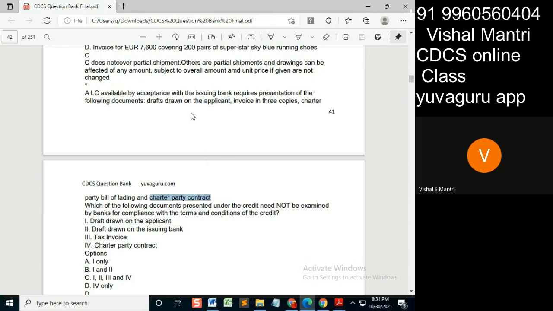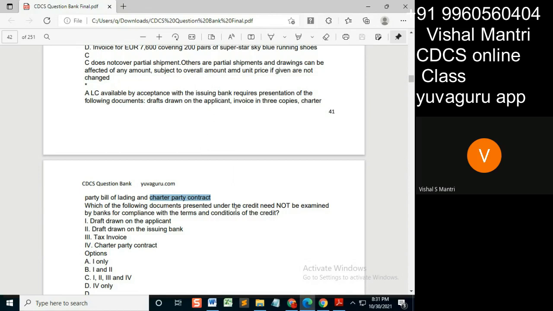Okay. Now, draft drawn on the applicant. What was the clause for that applicant? Means if it is given, then it should be accepted, right? If the LC requires, then we should accept it. That was the clause, right? For that, under that ISBP, it was given.